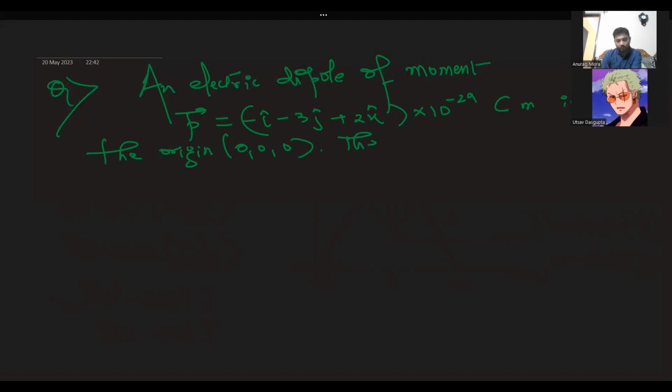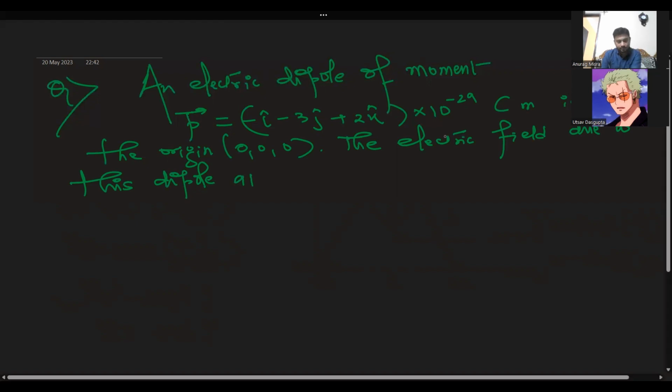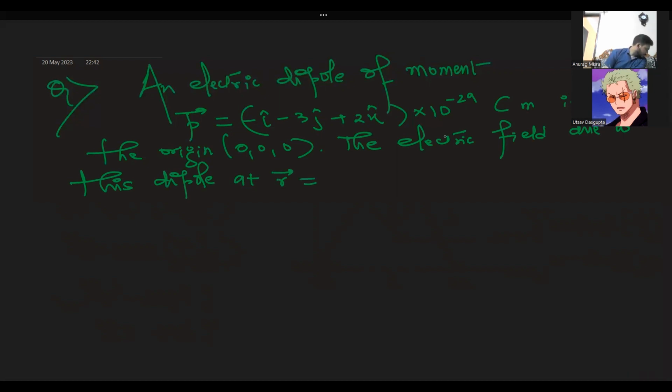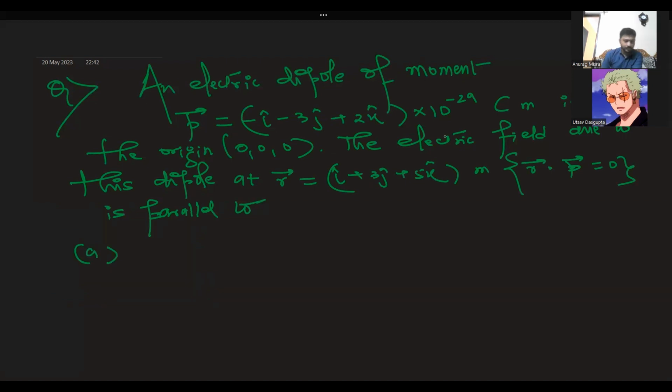The electric field due to this dipole at r equals i cap plus 3 j cap plus 5 k cap, where r dot p equals 0, is parallel to: option A, i cap plus 3 j cap minus 2 k cap.